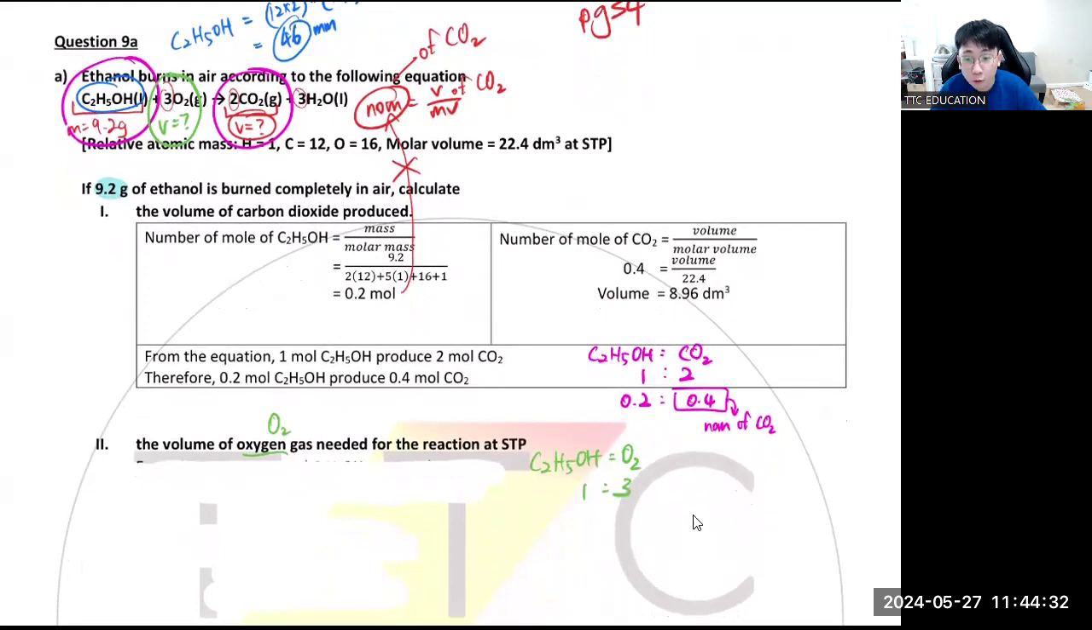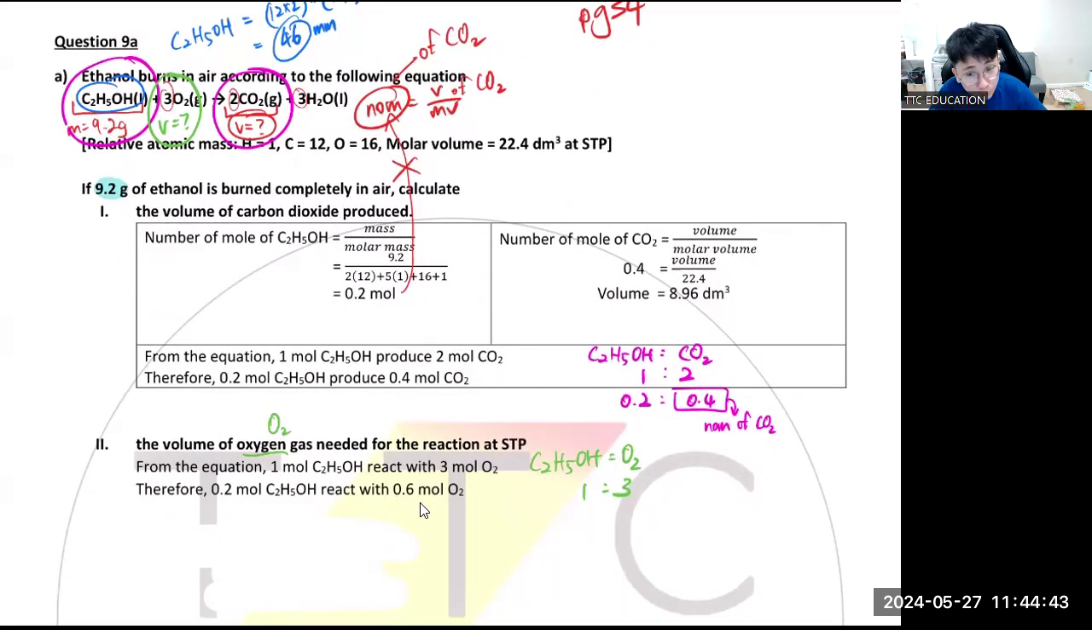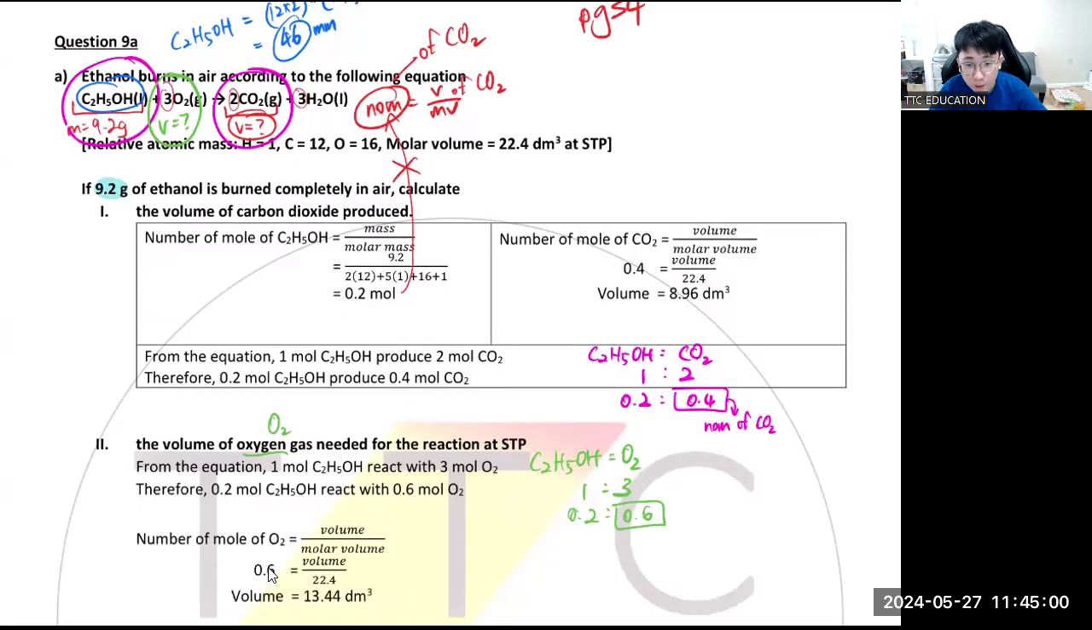So with this 1 to 3, we can actually say the sentence like this: 1 mole of C2H5OH reacts with 3 moles of oxygen. Therefore 0.2 mole reacts with 0.6 mole of O2. So you see 0.2, ratio out, you get 0.6. Once you get 0.6, how do you convert to volume? Same formula, volume over molar volume. 0.6 multiplied with 22.4, you get 13.44.